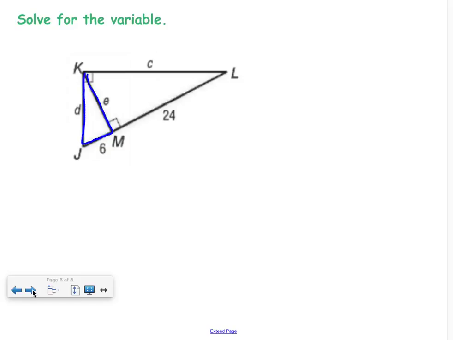6 over E, E over C. Gabe says 6 over E. So he went short over long is equal to, what did you say? Is it E over C or E over 24? Either would work, but I think we would use E over 24, otherwise you'd have 2 variables. Then do you see on this green triangle how E is the short leg and this is the long leg?